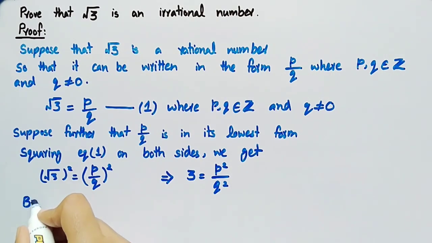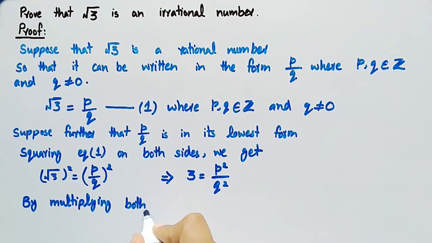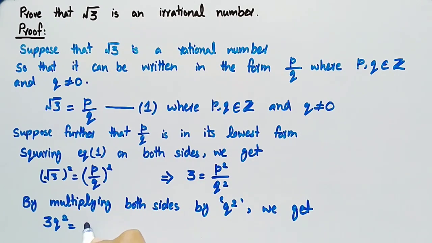Now by multiplying both sides of this equation by Q square, we get 3Q square equal to P square. We can also write it as P square equal to 3Q square. Let it be named as equation number 2.